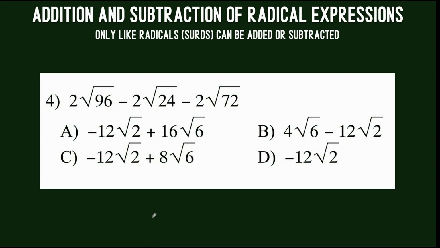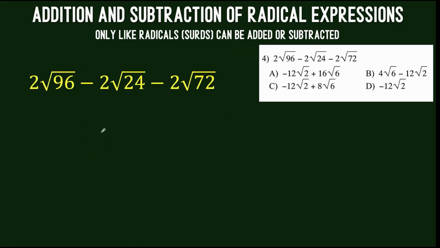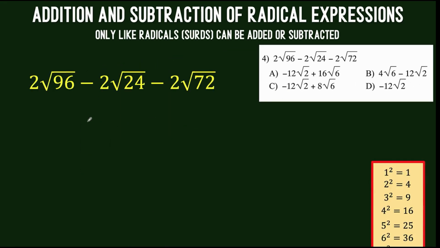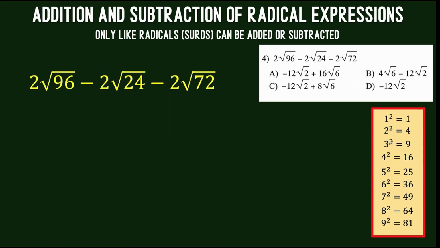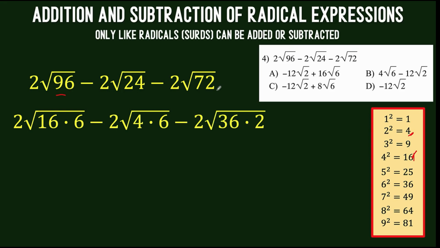Another example, this time we have 3 terms: 2 square root of 96 minus 2 square root of 24 minus 2 square root of 72. One technique of simplifying this is by using the list of perfect squares. You want to write this 96 in such a way that one of the factors would be any of these perfect squares. You want the highest possible perfect square. So in the case of 96, that is 16 times 6. In the case of 24, that is 4 times 6. In the case of 72, that is 36 times 2.